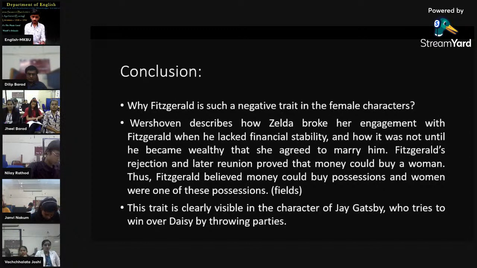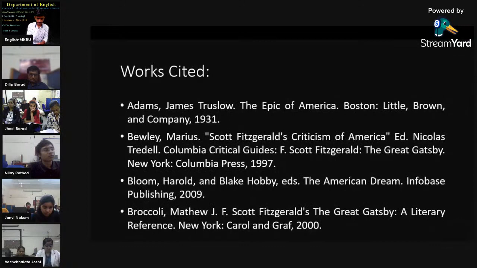Thus, Fitzgerald started believing that money could buy possessions, women being one of these possessions. This trait is clearly visible in the character of Jay Gatsby, who tries to win over Daisy by throwing parties. And Daisy is attracted to the huge mansion of Gatsby instead of the person Gatsby. These are the resources.